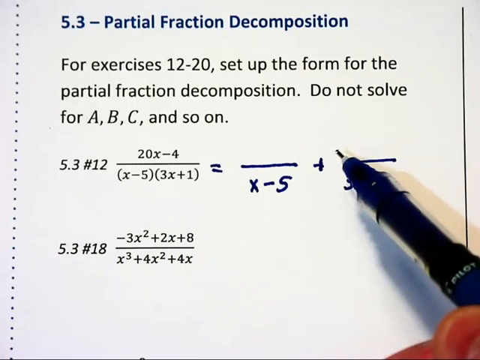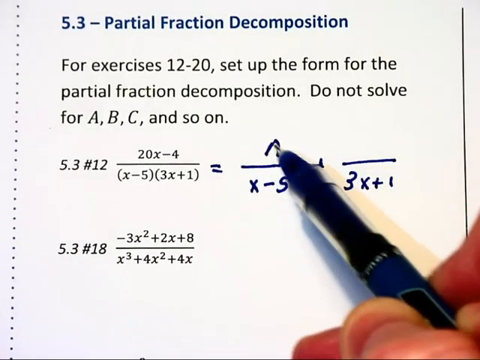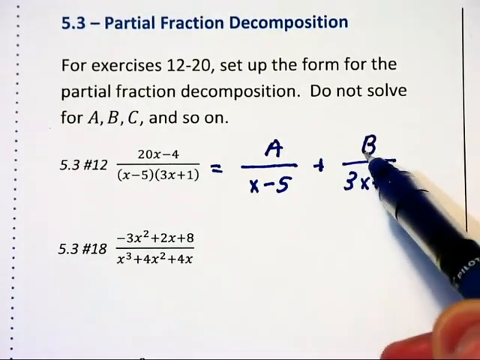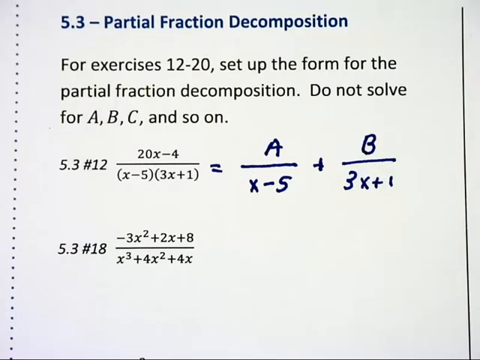We now need to find out what the numerators are, and they're going to be A and B, and we will find out what those are later when we teach you the main process. Right now we're just working on the setups.